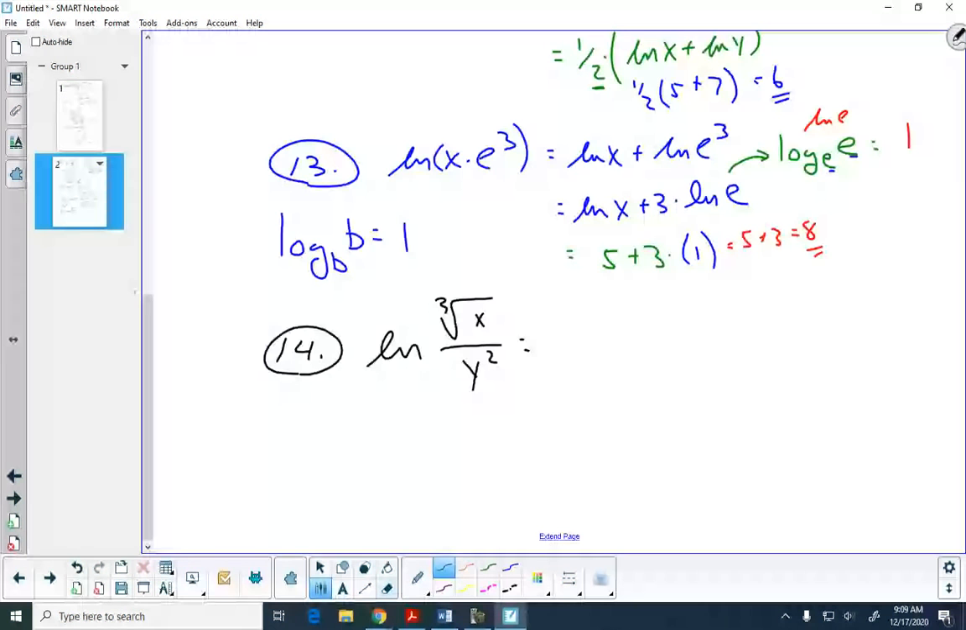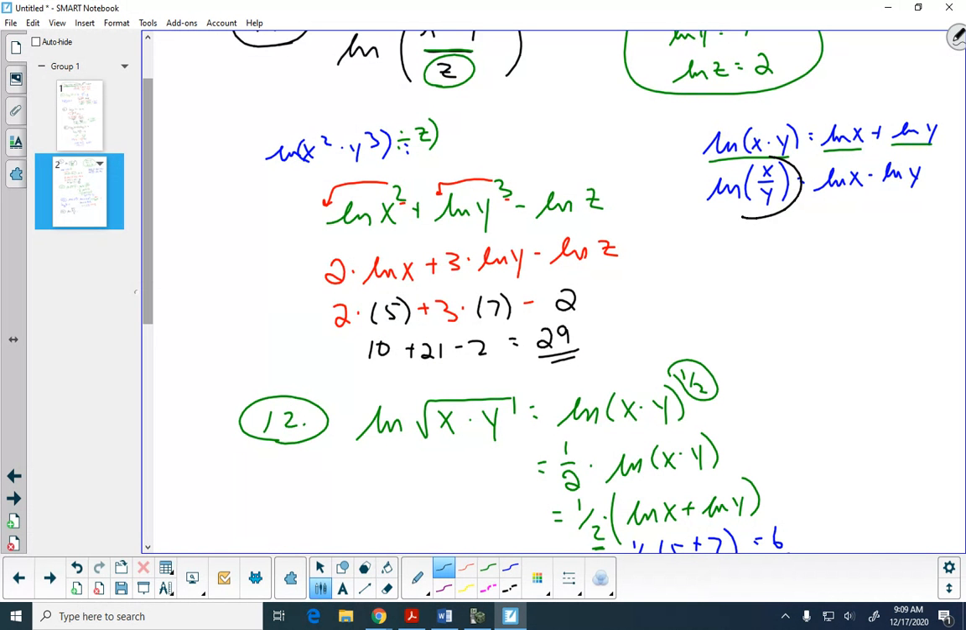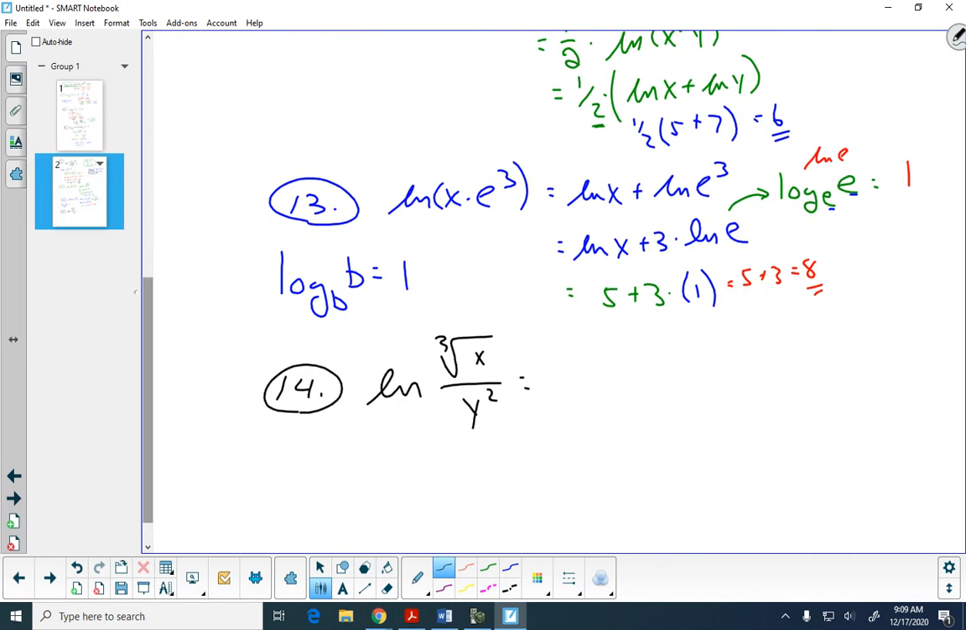We have division. Don't try to do too many things at one time. When we have division of things, we can separate them into their own logarithms by subtraction.